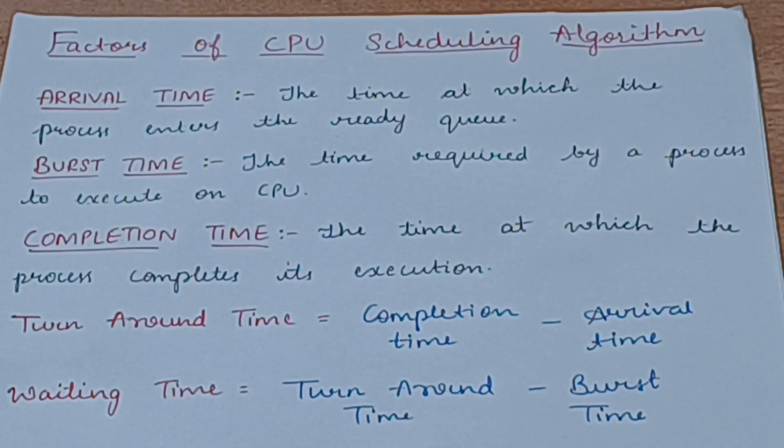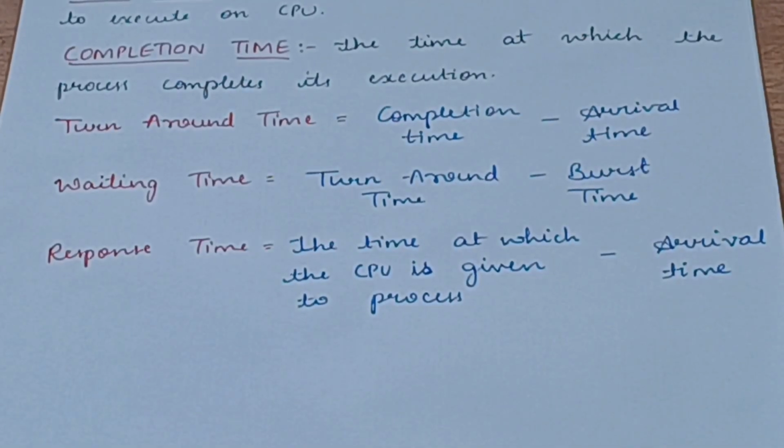And then next we have response time. The response time is the time at which the CPU is given to the process minus the arrival time. From the time you have arrived, the time at which you got the response from the bank people is the response time. So let's understand with the Gantt chart.